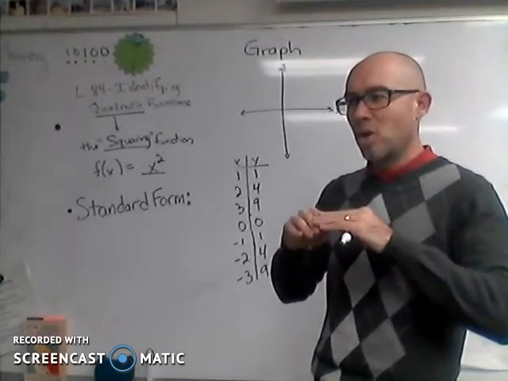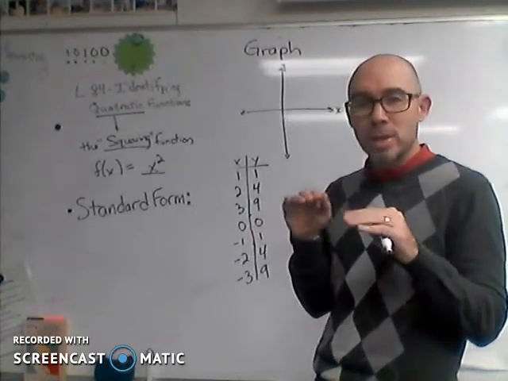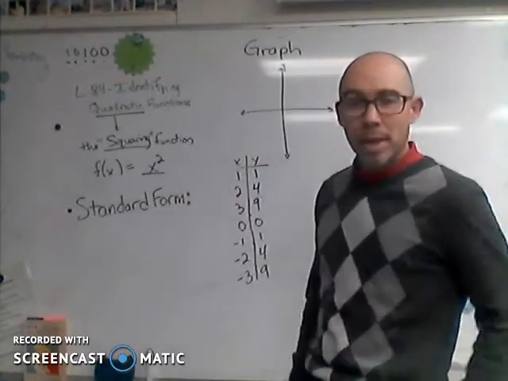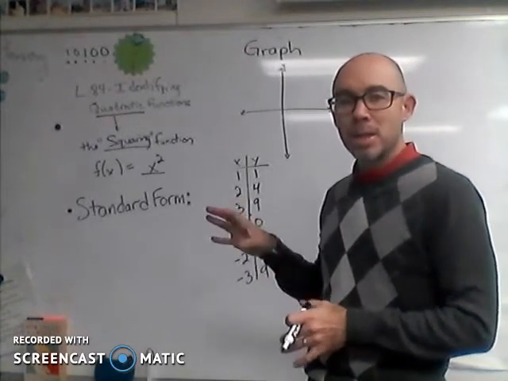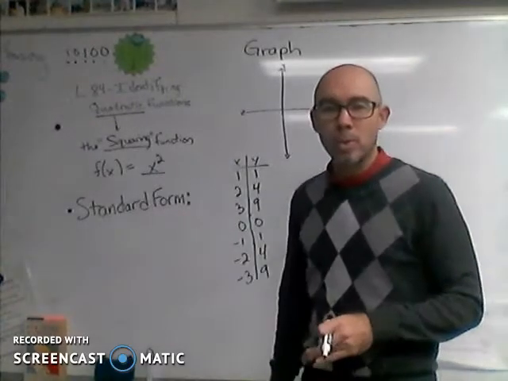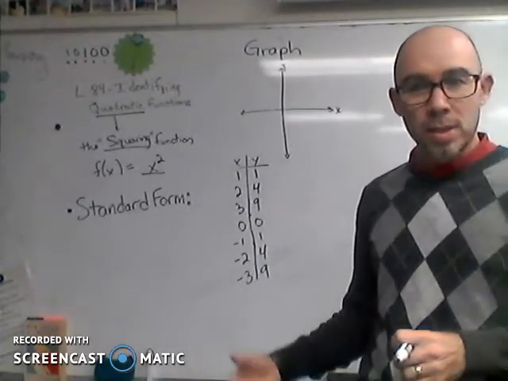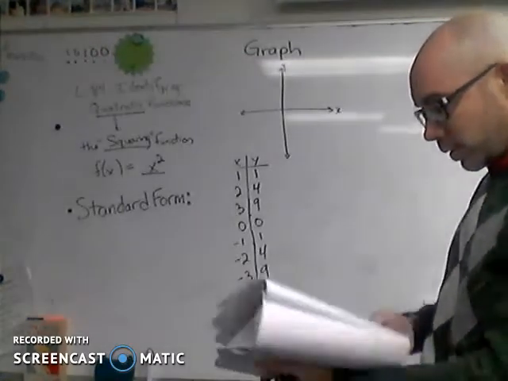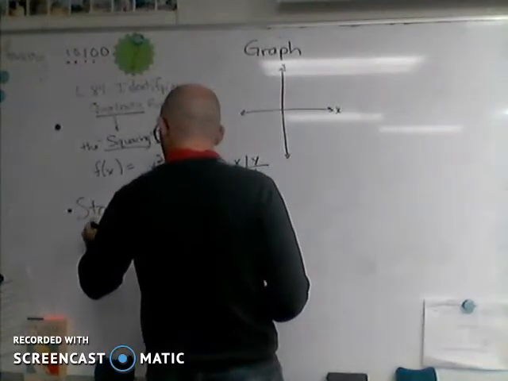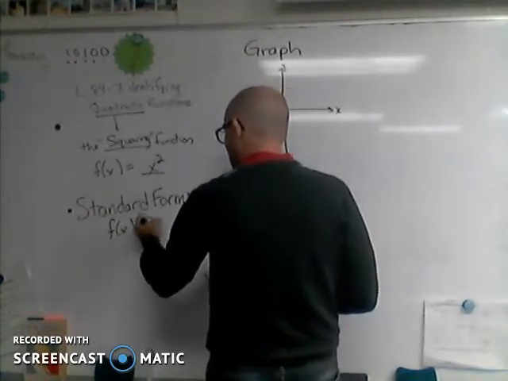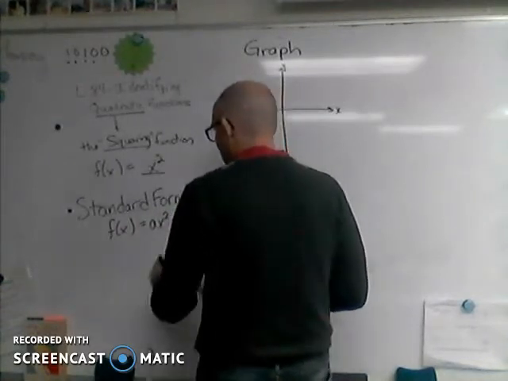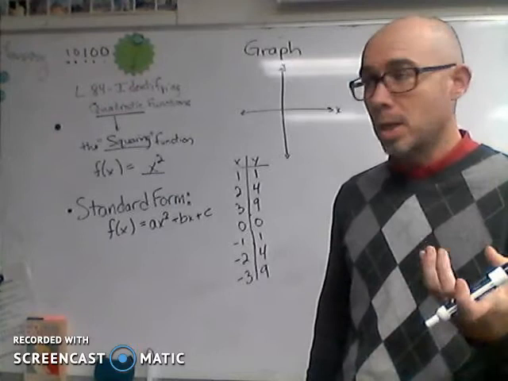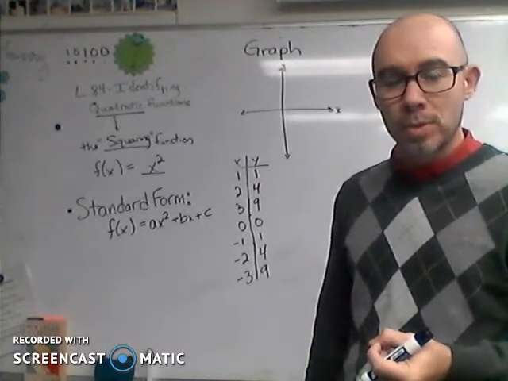This is what we might call a parent function. That is, this is where we start, and then we can start adding things to it. We can multiply things in there. We can subtract things from this to make it change. But the basic important part of this function is the x squared part of it. That's why you'll see this other thing called standard form, which is a generalized way of talking about the squaring function. Standard form, I'm going to write it in function form, f of x equals ax squared plus bx plus c. Quadratics can have up to these three parts to them, three terms in the polynomial, in the quadratic function.